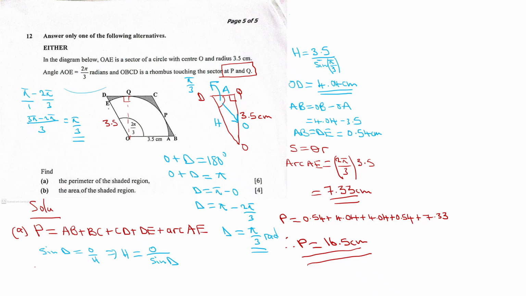This gives us the perimeter of the shaded region. Remember, we were required to find the perimeter, and we wrote the formula for the perimeter, and we have checked out all the things that we needed for that formula. We have calculated all those things. Go on and do your calculations. You arrive at 16.5 centimeters as the perimeter for that question. So that gives you 6 marks, because they are telling us the perimeter of the shaded region carries 6 marks. Okay, let's go to part B.